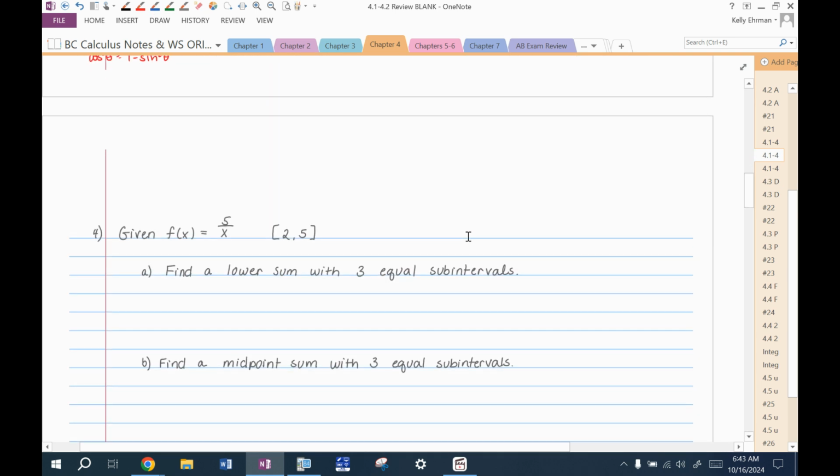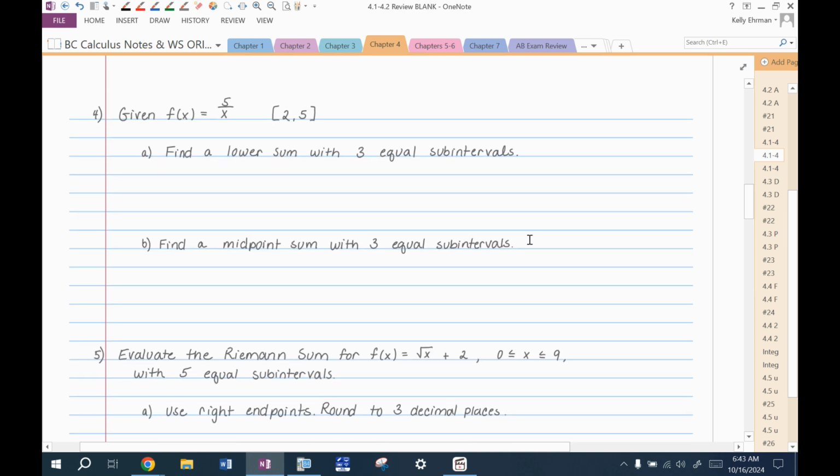On to the back page. Given f of x is equal to 5 over x on the interval 2 to 5, find a lower sum with 3 equal subintervals. So you need to sketch this graph on this interval because the lower sum, I don't know right now off the top of my head if that's the left sum or the right sum. I need to know, is the function increasing on this interval or decreasing? So sketch the graph.